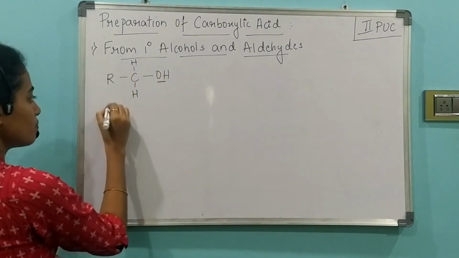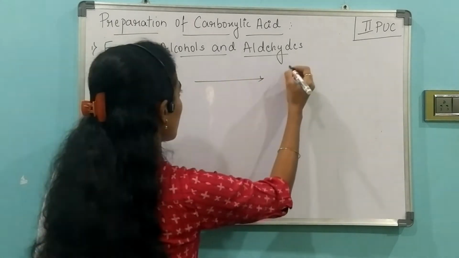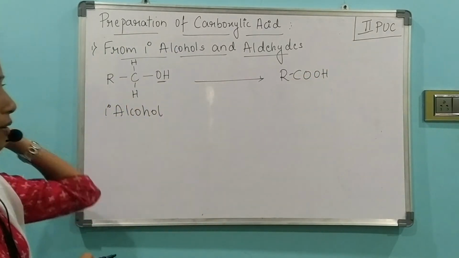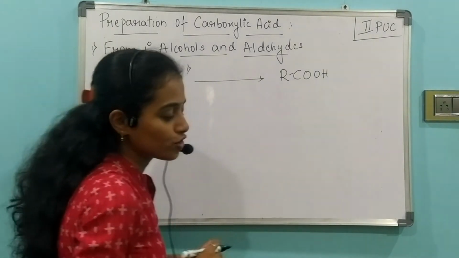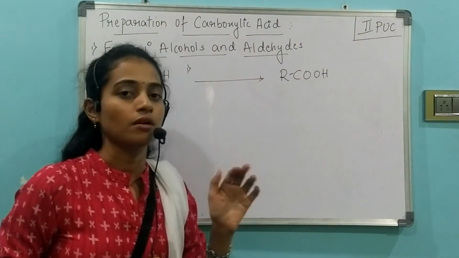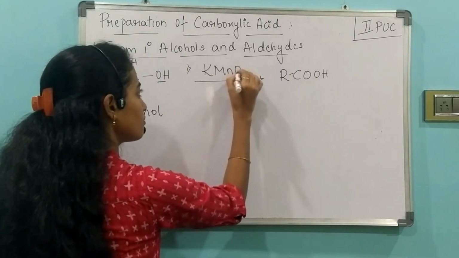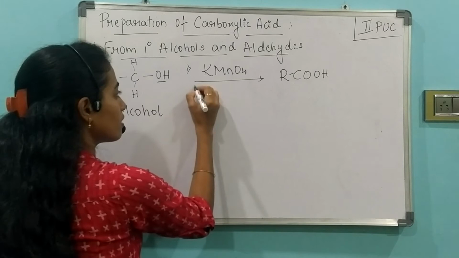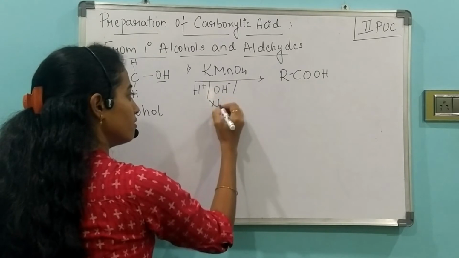So first, I have taken a primary alcohol over here, and I need to convert it into the carboxylic acid, that is RCOOH. What am I going to do here is use some oxidizing agents. The alcohols are converted into carboxylic acids by using oxidizing agents. So here I will be using potassium permanganate, KMnO4, as an oxidizing agent, either in acidic, basic or neutral medium.